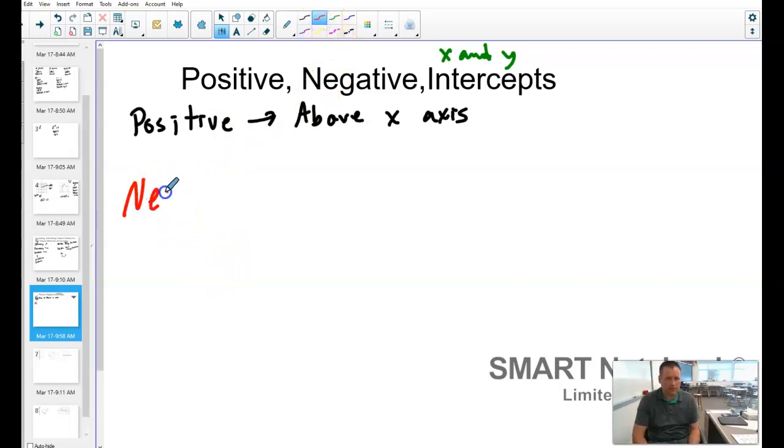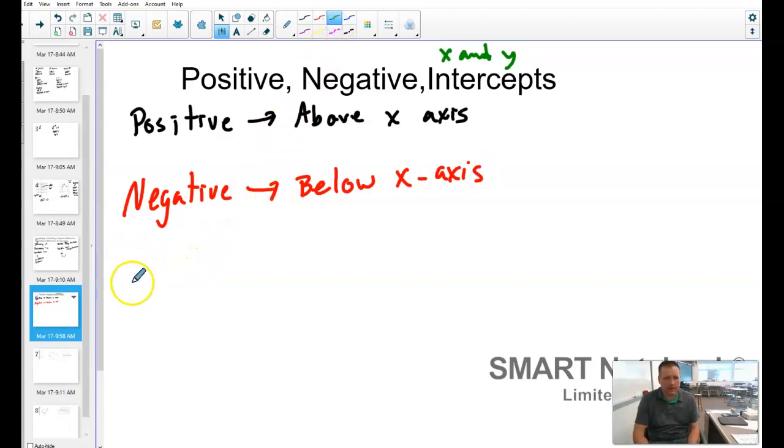For negative, that is when I have negative y values. So this occurs when the graph is below the x-axis. Okay, and then the other two things that I have, an x-intercept is when it's on the x-axis or when it's really essentially zero.